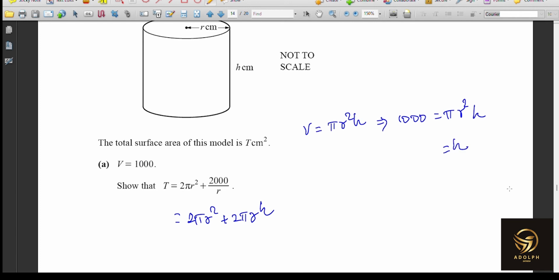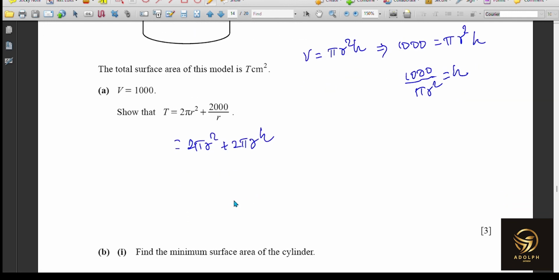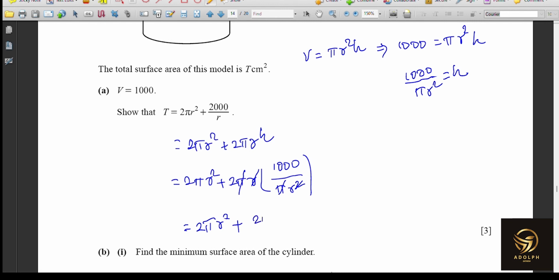If I want h, I will be writing that h equals 1000 divided by pi r squared. So if we substitute the value we got there for h, we are getting 2 pi r squared plus 2 pi r into h, where h is 1000 divided by pi r squared. So here pi and pi are getting cancelled, r and r squared are also getting cancelled, so the remaining things are 2 pi r squared plus 2 into 1000, 2000 divided by r. One r is remaining here, and that's what we needed to prove, we proved it.